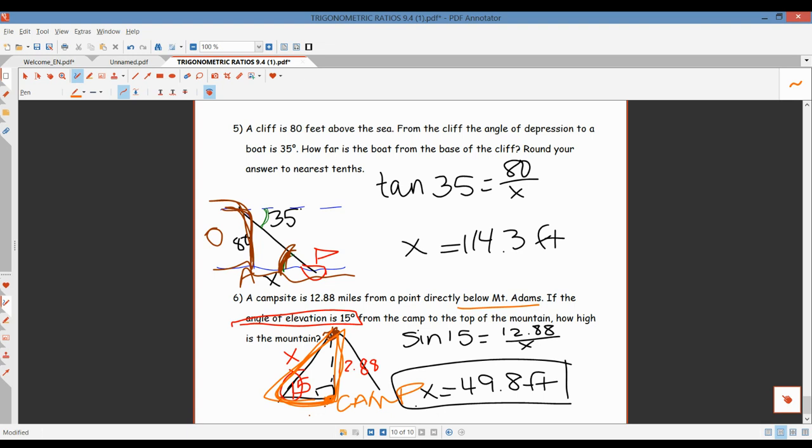All right, so we're going to try some practice problems based on this. Again, a little challenging based on the pictures. But all we're going to do is go through some practice and get through that.